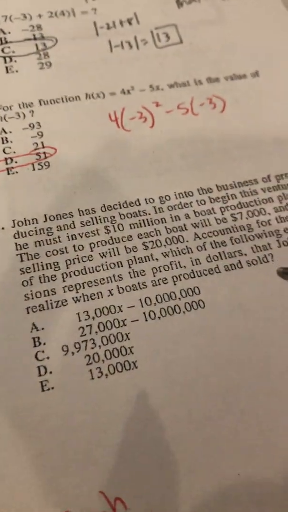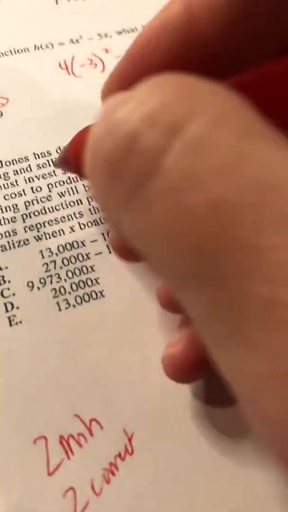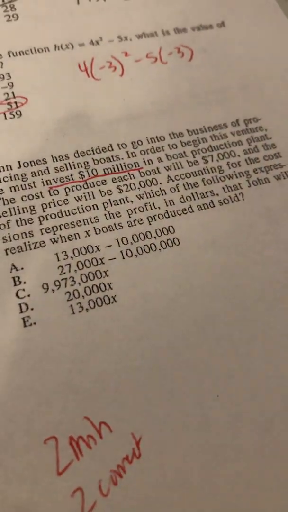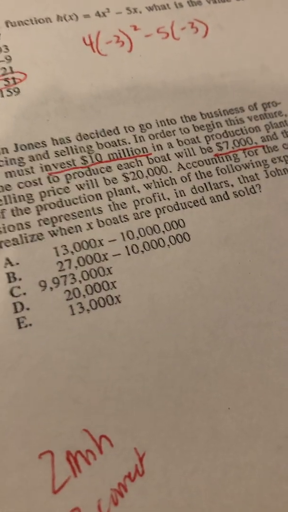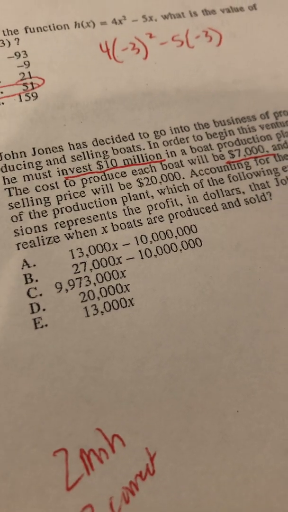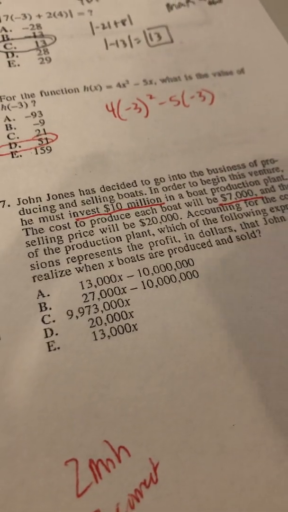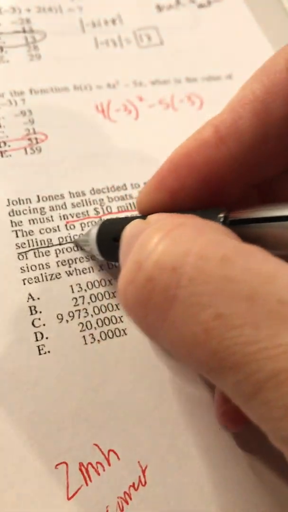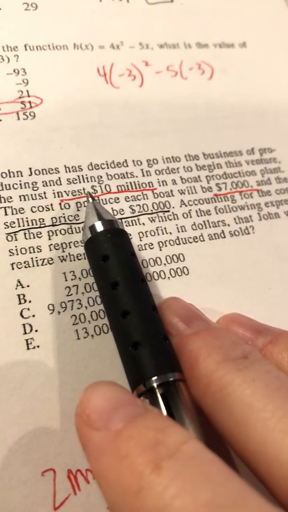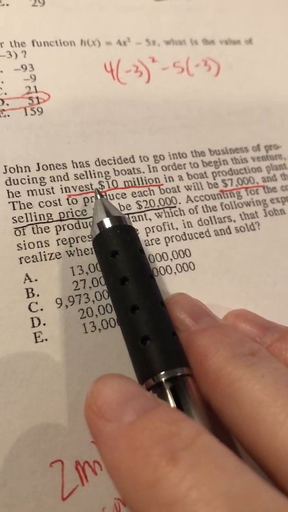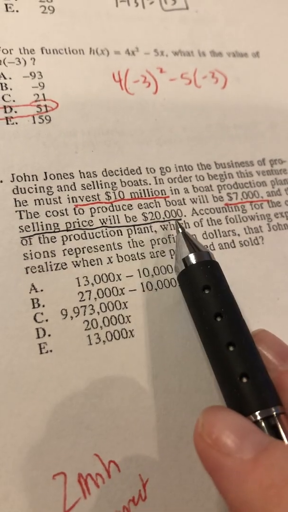Number 27, Mrs. Jones, John's wife, is very nice because she's letting him invest $10 million. And then it's going to cost them $7,000 to produce a boat. They are losing a boatload of money. Oh, Mrs. Jones, you're so sweet. But it says right here that we have a selling price of $20,000. So that's kind of a changing point, right? So we've lost money. Investing is losing money until you gain it back. Cost is losing money until you gain it back. And then the selling price is $20,000.